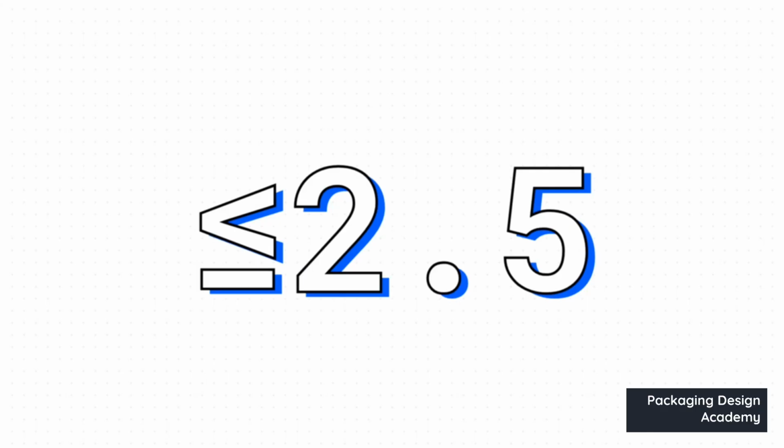And here's the number you need to know. According to the official ISO standards, for a contract proof to pass, it needs to have an average delta E score of 2.5 or less. That's it. This takes all the opinion and guesswork out of the equation. It's not about what I think or what you think, it's about what the data says.